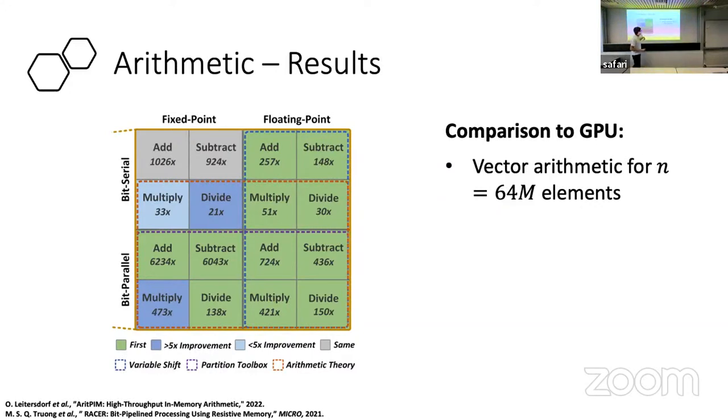And we're also going to try and compare it to a GPU. As we said before, in GPUs, when we do purely vector arithmetic, two vectors, we need to bring them to the GPU and add them, we're bounded by memory. We wanted to verify that here. So we generated vectors of n equals 64 million elements.